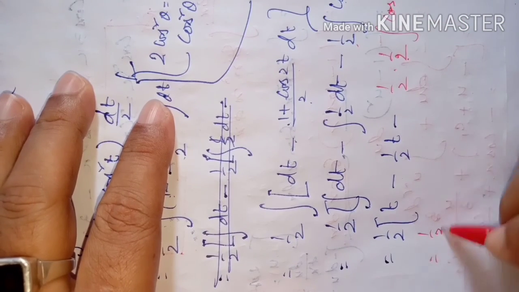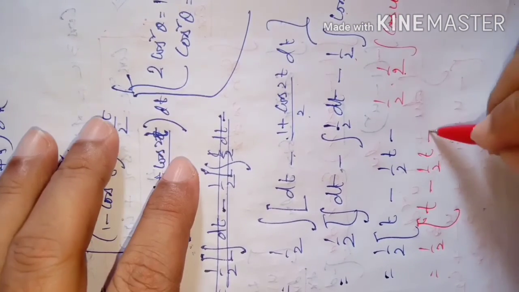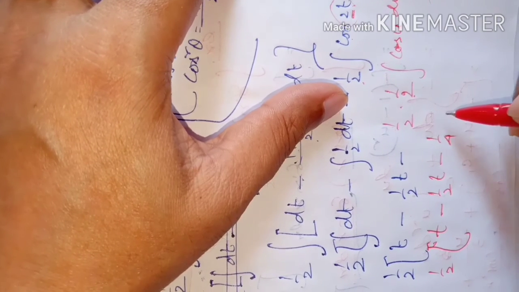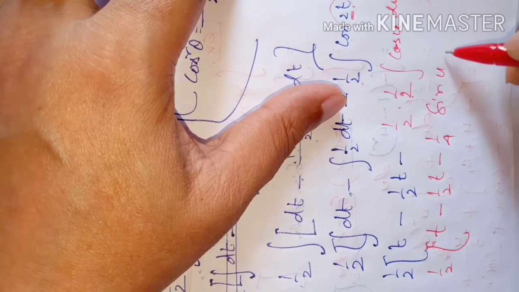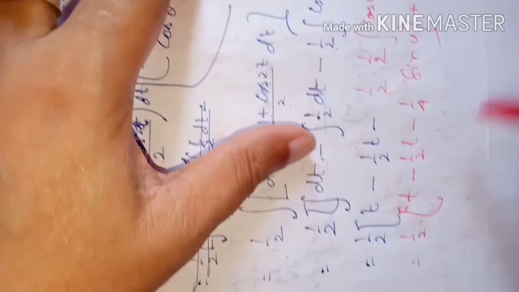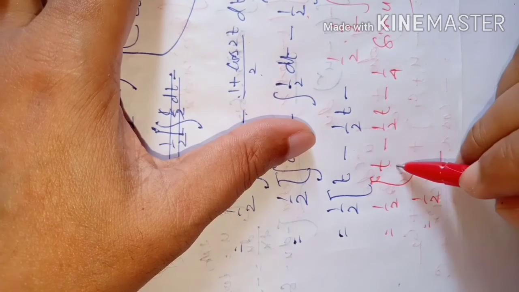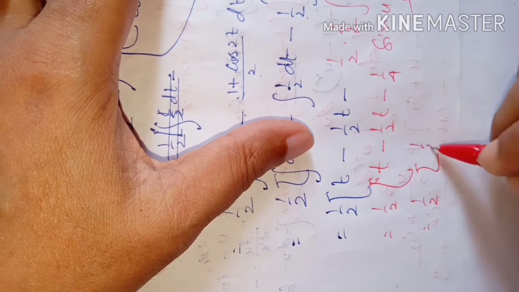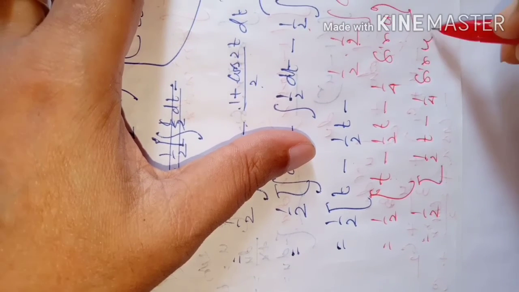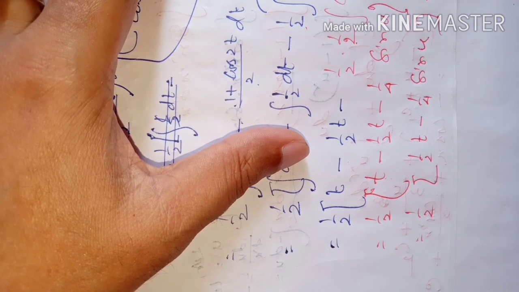So our new expression will be like this: t minus half t, then minus 1 by 4 cos u, its integration will give us sin u plus c. So then t minus half t is t by 2, half t. This is positive, this is negative, so that will be half t minus 1 by 4 sin u plus c. Now we need to replace these variables, so our last step will be like this.